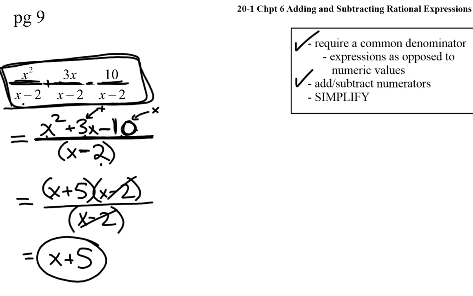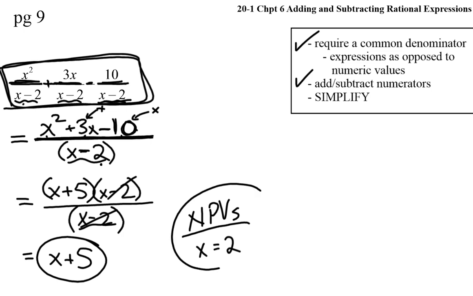But it's only going to be x plus 5 as long as we don't have what NPVs. The only thing we end up with in our denominator ever is x minus 2, and the only time that'll be bad is if we get a denominator of 0, and that'll happen if x equals 2. So x plus 5 is our answer as long as we don't have x equal to 2.